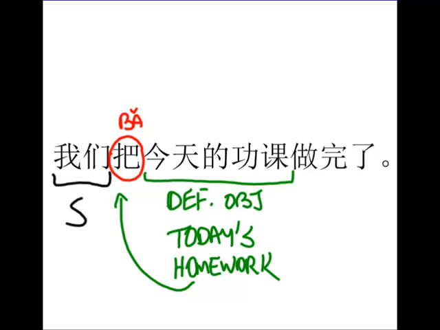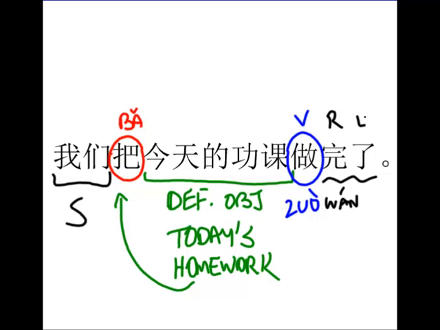Okay, after that, most times you're going to find the verb. So take a look. What's our verb? You're correct if you said that that's 做, the word to do. And then the rest of the sentence is our something else, 完了. But you'll know that the word 完, to finish, is itself a verb. And this is one of those VR patterns, one of those verb result patterns, to finish doing something. And then we just have 了 at the end as a completed action. So now we can probably figure out the sentence. 我们把今天的功课做完了. We finished doing today's homework.